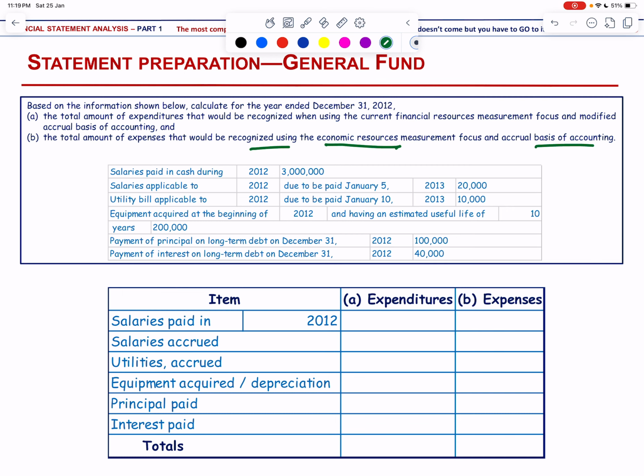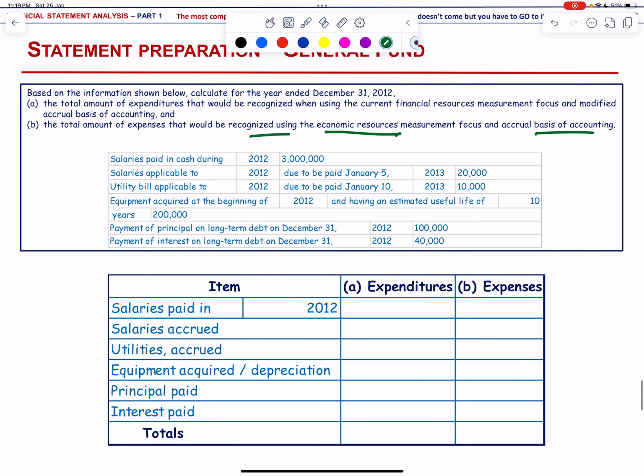So again, we are going to break down this information provided to calculate the expenditures under the current financial resources measurement focus and modified accrual basis of accounting, and the expenses under the economic resources measurement focus, and we will be following here the accrual basis of accounting. Now look at the first one.